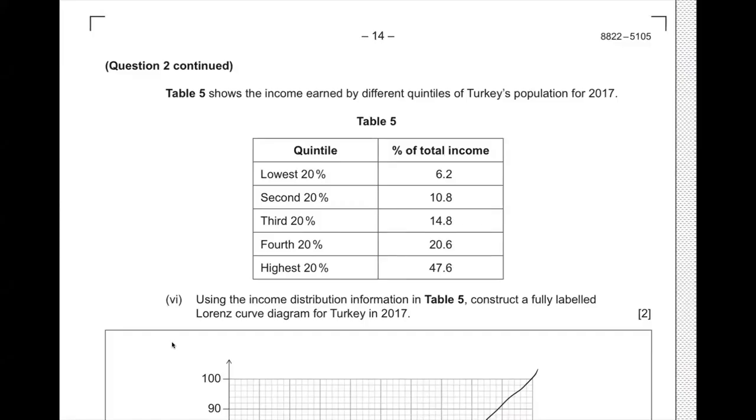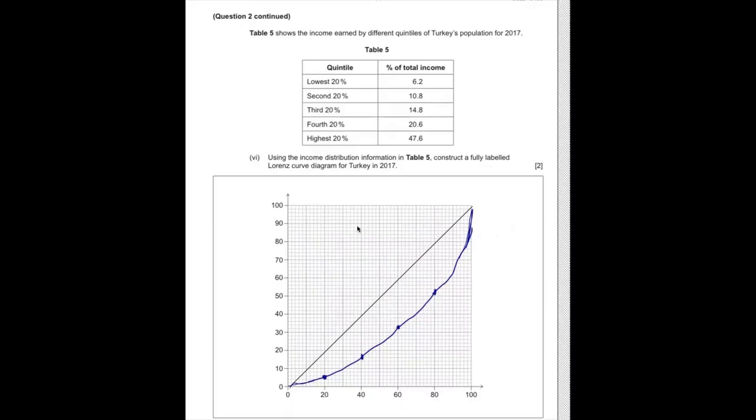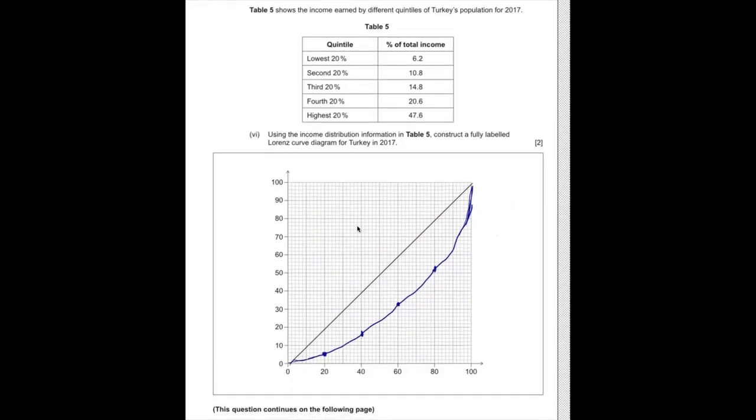Next question, using the income distribution information in table 5, construct a fully labeled Lorenz curve diagram for Turkey in 2017. So I need to reflect that. I reflected the values and then constructed the Lorenz curve diagram.